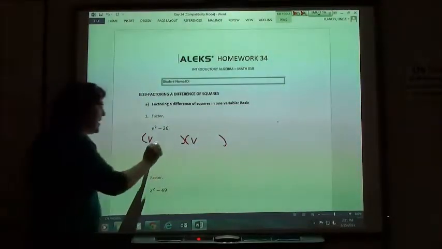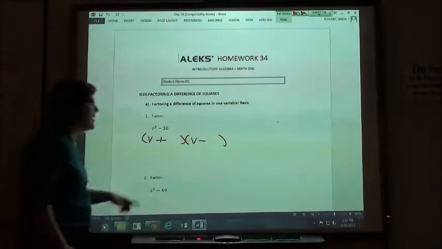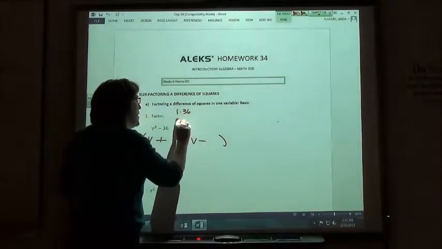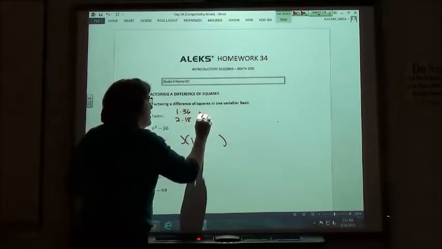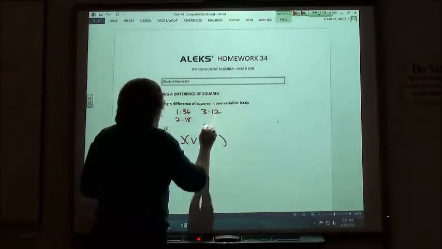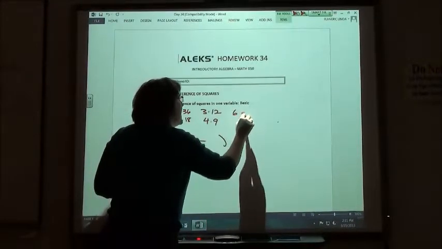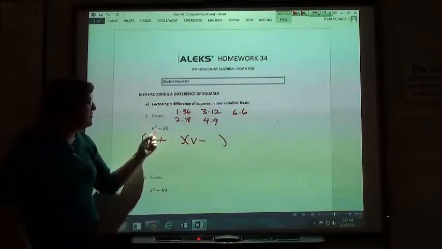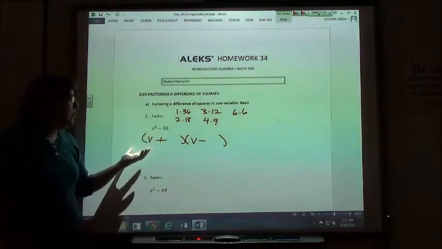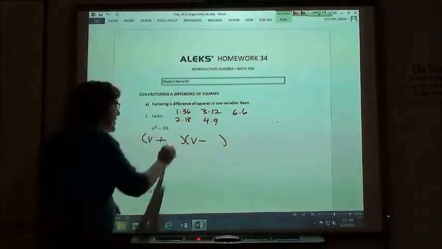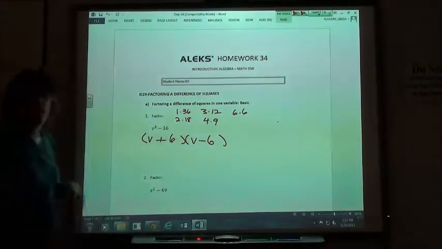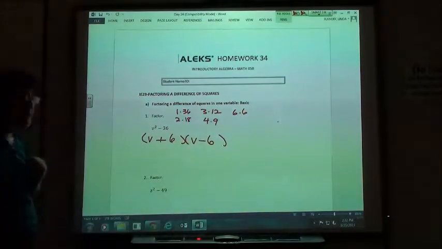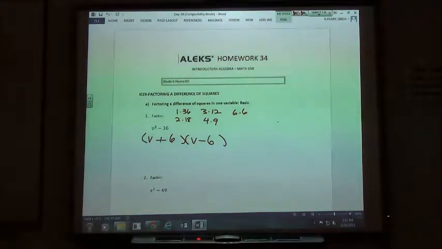If the end sign is a negative, I have to have one plus and one minus. What we want is the factors of 36. 1 times 36, 2 times 18, 3 times 12, 4 times 9, or 6 times 6. That has a whole lot of pairs as factors, but we want the pair that gives us 0 in the middle. So we end up with the pair that has the same numbers, because if we have a plus 6 and a minus 6, we get 0 in the middle. So here we end up with what they call those conjugates, the same two terms just with opposite signs.